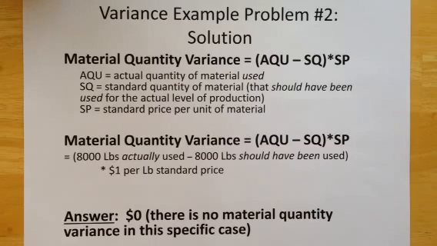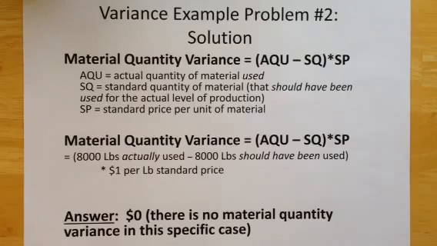This resulted in a very interesting situation. Do you see that the 8,000 pounds that we actually used are exactly the same as the 8,000 pounds, the standard quantity we believe we should have used? Because those two numbers in this situation exactly matched, this subtraction nets to 0. So our answer is 0. In this case, for this operation last year, the material quantity variance was 0, meaning there was no material quantity variance for this case.